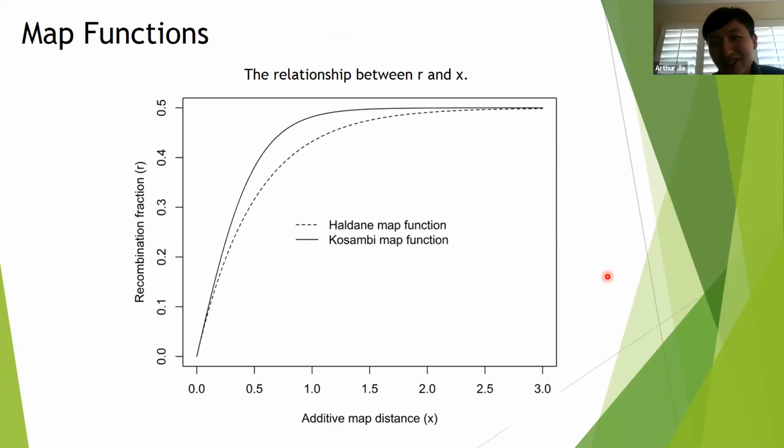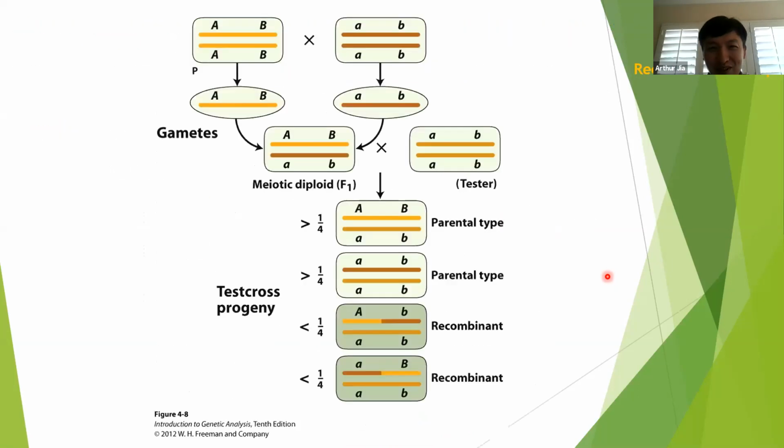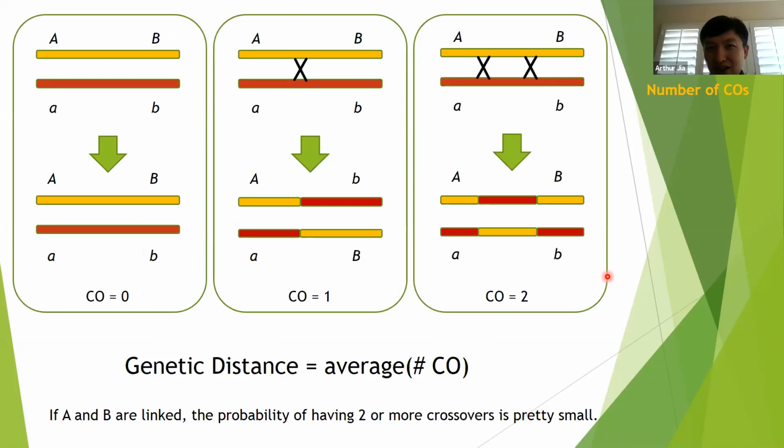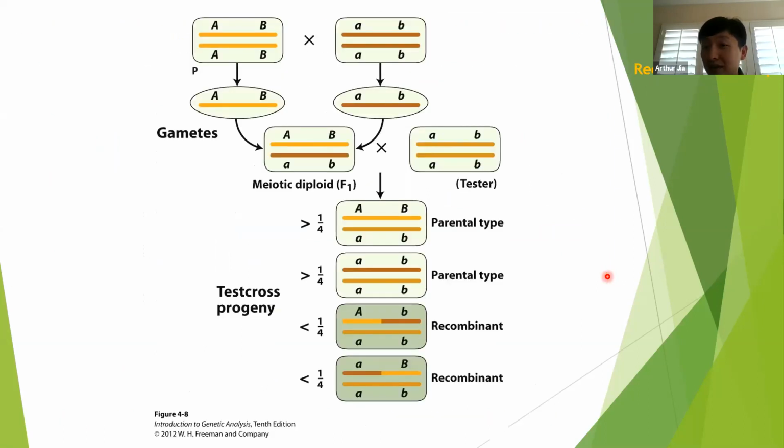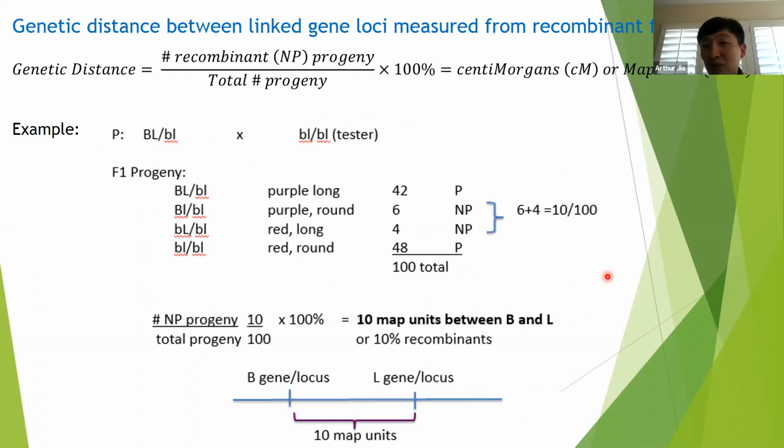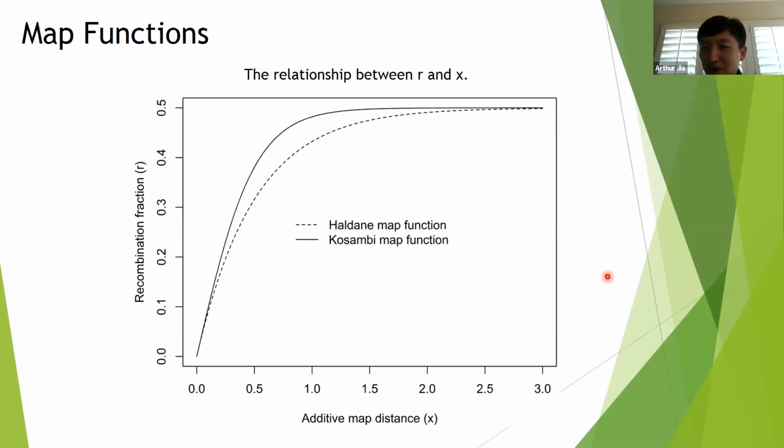So now, I hope each time I try to slow down because I try to make sure there's a logical linkage between the previous slides and the current slides. So in the previous two slides, I showed you how we can use the average number of crossing over to measure the distance between A and B, right? So here we try to use another measure, the recombination frequency, to measure the distance between A and B. Okay, now since we have two measures, what's the relationship between them? So this slide shows the relationship between them.